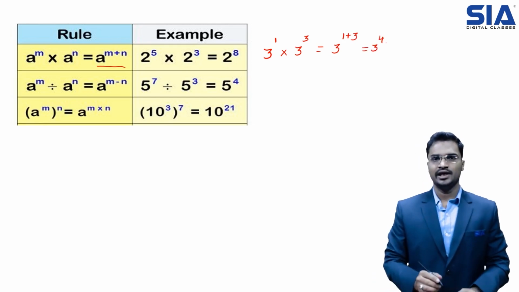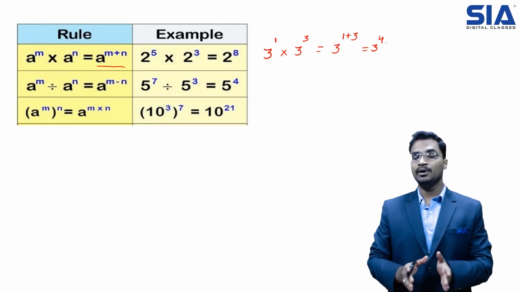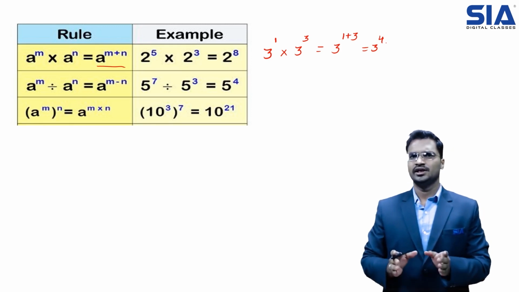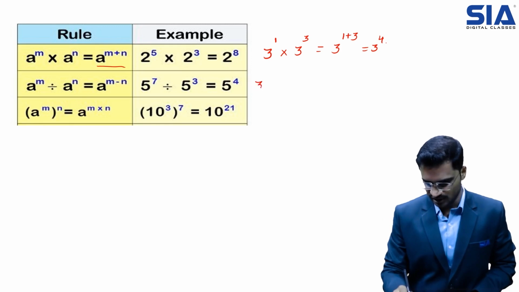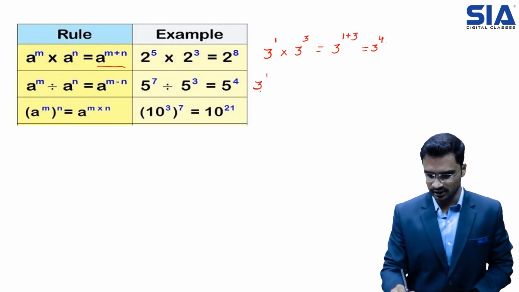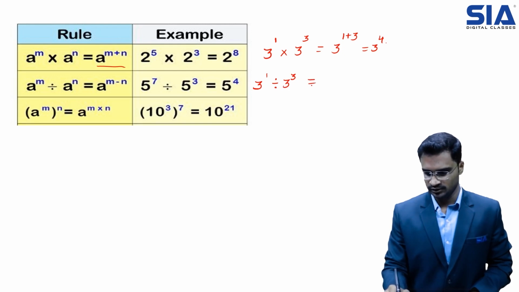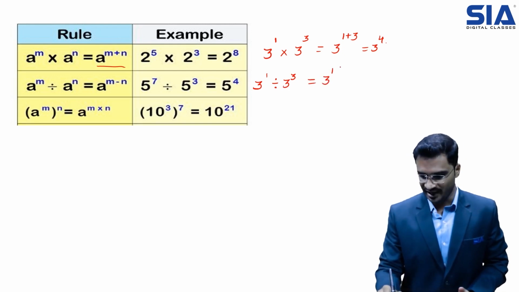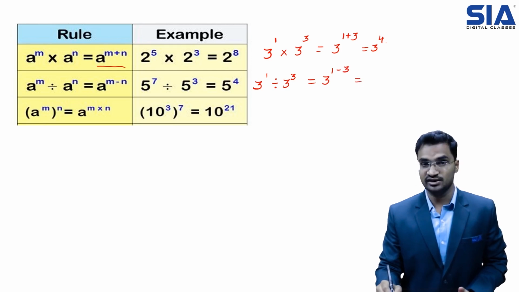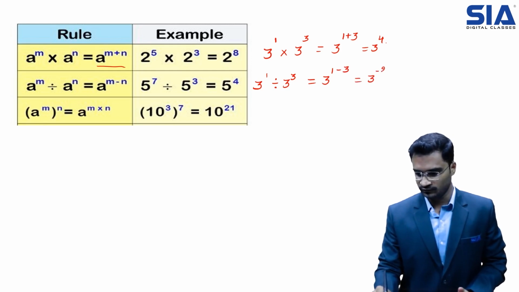In the same way, a to the power of m divided by a to the power of n is a to the power of m minus n. For example, let us take the same example, 3 to the power of 1 divided by 3 to the power of 3. Then what should we do? 3 to the power of 1 minus 3, that equals 3 to the power of minus 2.